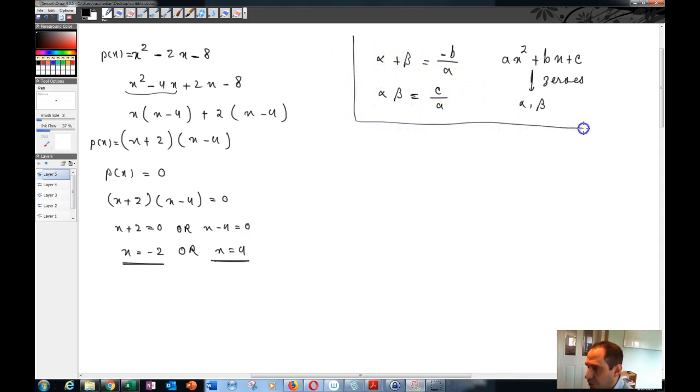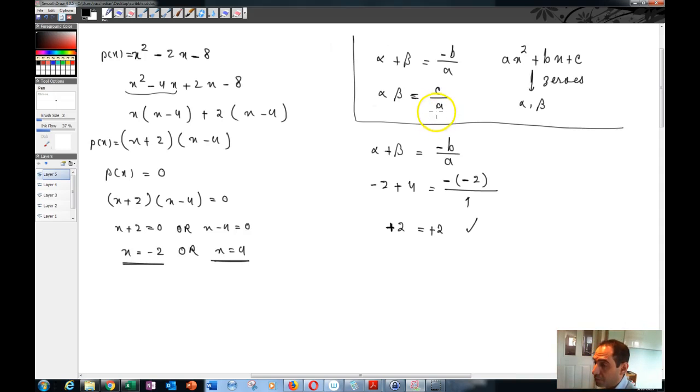So now the first one is alpha plus beta is equal to negative b by a. So alpha plus beta is basically negative 2 plus 4 is equal to negative b by a. So in this polynomial, b is negative 2, so negative of negative 2 over a, which is equal to 1, is equal to 2. Negative 2 plus 4 is equal to positive 2, and this is positive 2, and that means that alpha plus beta is equal to negative b by a. Okay, so that is that.